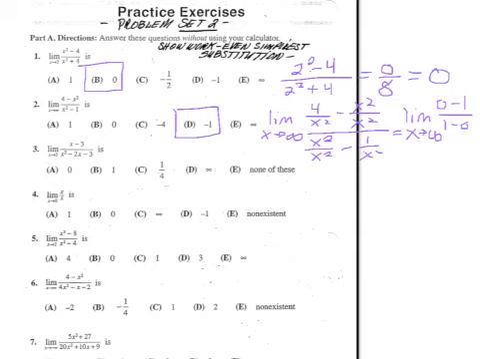For number 3, we have the limit as x approaches 3 of x minus 3 over x squared minus 2x minus 3. So we want to factor the denominator. So we'll have x minus 3 times x plus 1. Our x minus 3's will cancel. So we'll have 1 over 3 plus 1, which equals 1/4.